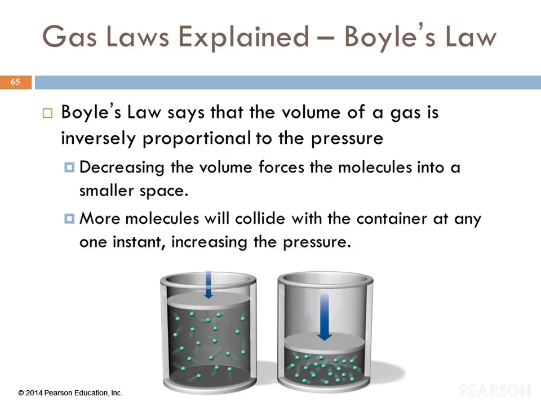So we can explain some of these simple gas laws. Boyle's law says the volume of a gas is inversely proportional to the pressure. So if we think about decreasing the volume, here we've got one cylinder of gas, and we're going to cut the volume in half. What's going to happen to the number of collisions? They're going to increase. It's a smaller container. They're going to run into the walls more frequently. That's going to cause the pressure to go up.